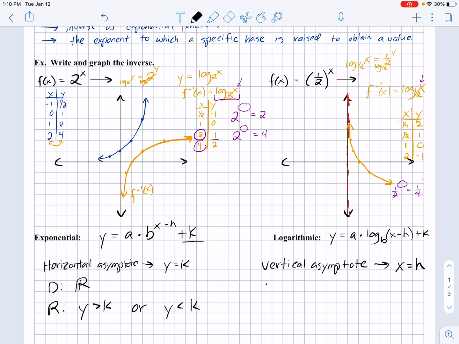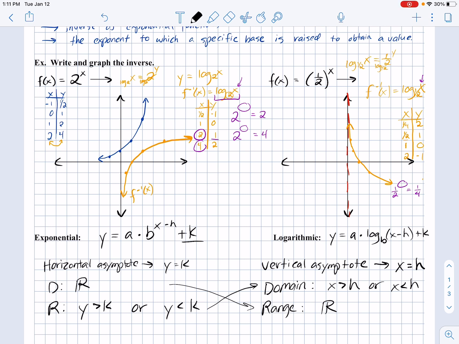Okay. Domain is now going to be different. The domain is going to be x is everything greater than h, or x is everything less than h, to the right of the asymptote or to the left. And range would be all real numbers. So hopefully you can see how these domain and range are related when they're the inverses of each other. They're just the opposite. And then same with horizontal and vertical asymptotes.